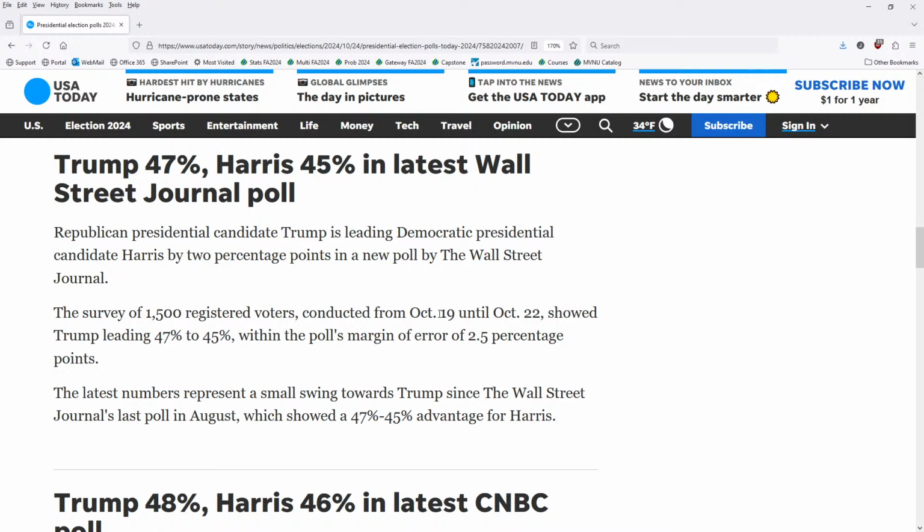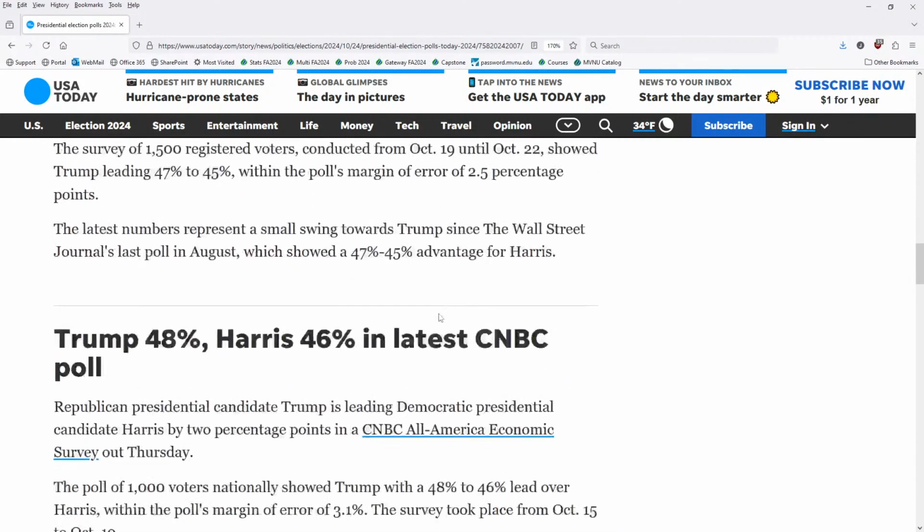But this USA Today is summarizing polls. So all they're saying there is, what percentage of people are going to vote for Trump? It's going to be 47% plus or minus 2.5%. So they don't know. And who is going to vote for Harris? 45% plus or minus 2.5%. So that's the way you should interpret that. And what they're doing here is they're summarizing several polls.